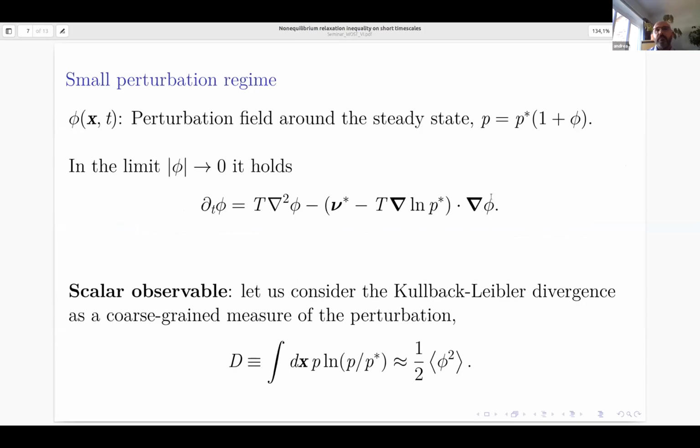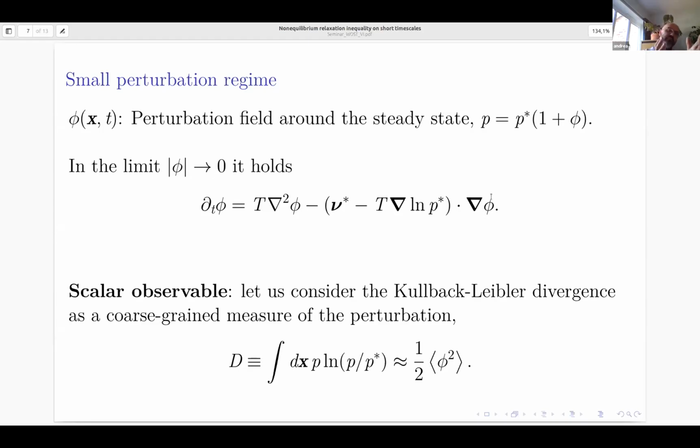Okay, the machinery, the usual tools that we use, is the small perturbation regime, which means defining a perturbation field around the steady state in this form. It can be shown that when the perturbation intensity is uniformly vanishing, there is an effective dynamics that can be written, basically an effective Fokker-Planck equation close to the steady state. And looking at this, the superscript star means quantities which are evaluated at the steady state.